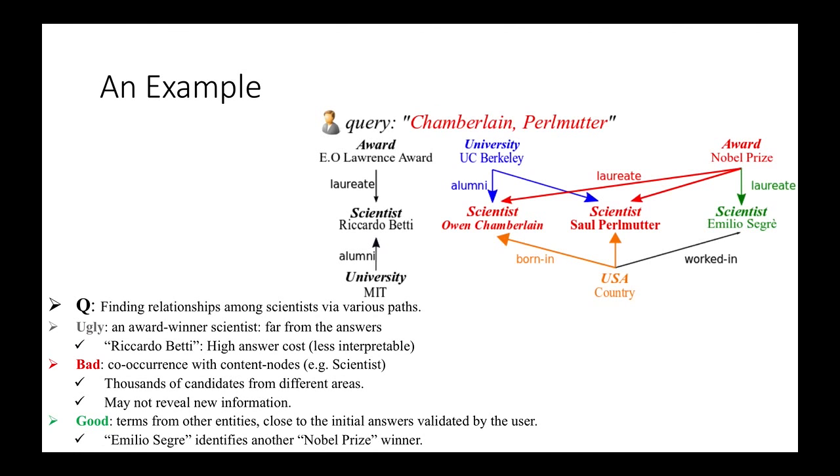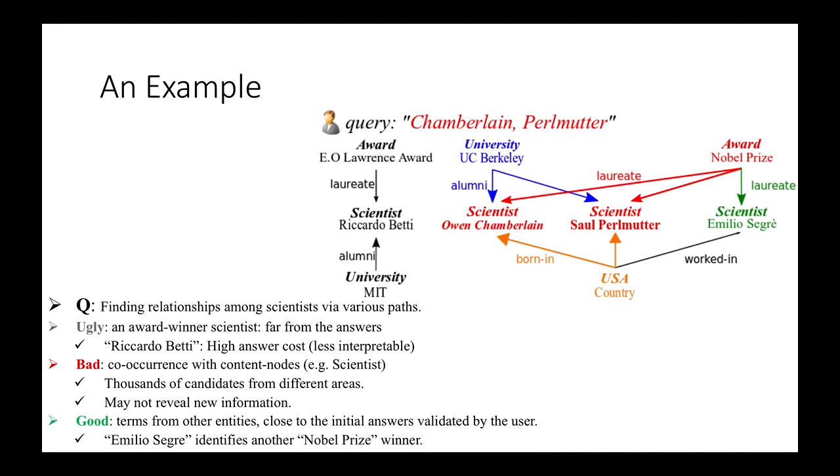However, GExp deals with large heterogeneous graphs where entities are nodes and the relationships between them are edges. All nodes and edges have type information such as university, scientist, actor, born in, and graduated from. Assume a user aims to find relationships among scientists via various paths. A keyword search looks for the names of two scientists.